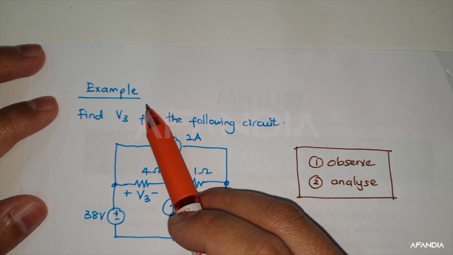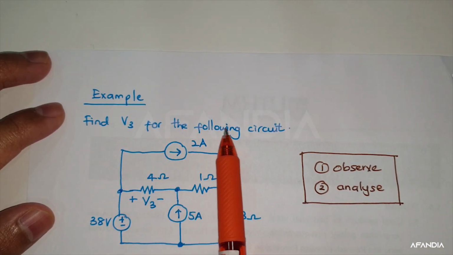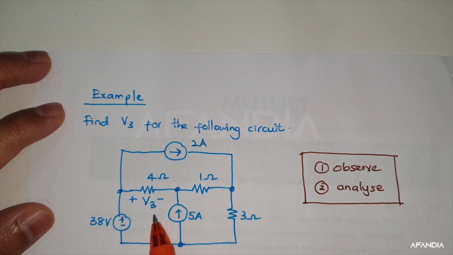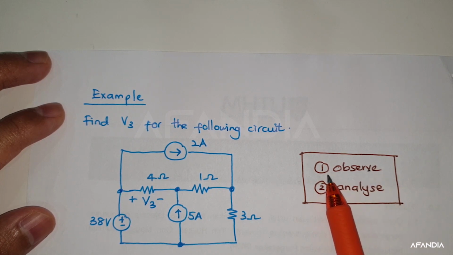Let me give you one example, right? If we are asked to find V3 for the following circuit, where is our V3? Which is here.